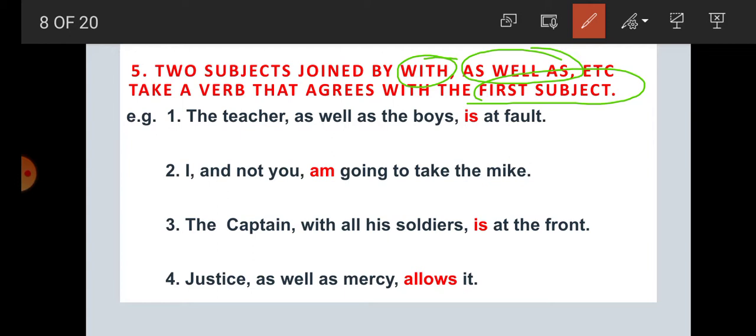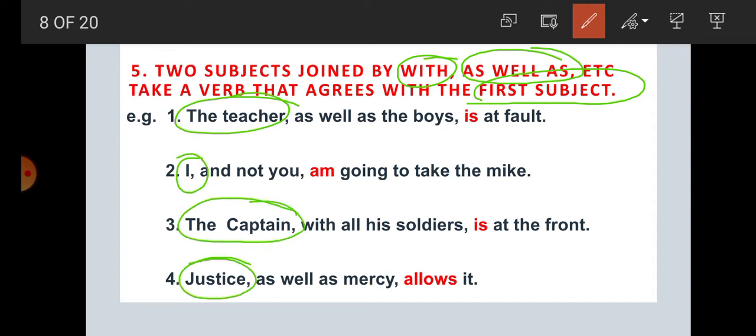So what is the first subject in the first sentence? The teacher. In the second sentence, I. In the third sentence, the captain. And in the fourth sentence, justice. So student, here the verb of the sentence must be according to the first subject.